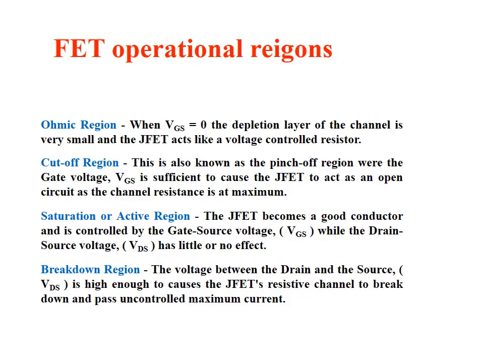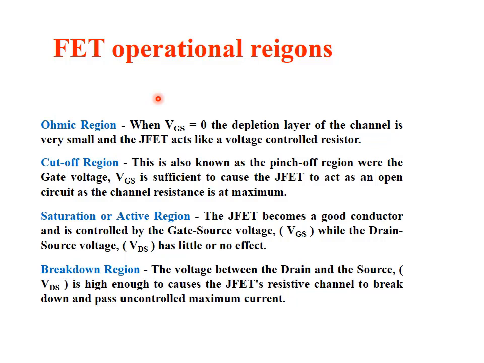The FET operational regions. As in every transistor, we have 3 operation regions, but maybe you will find the naming a slight difference. We have the ohmic region, and this is when the gate-to-source voltage equals 0, and the depletion layer of the channel is very small, and the JFET acts like a voltage-controlled resistor.